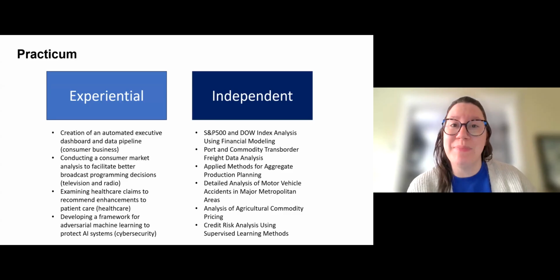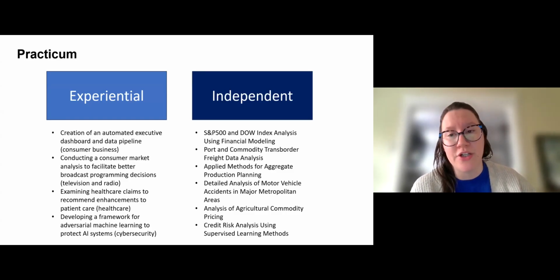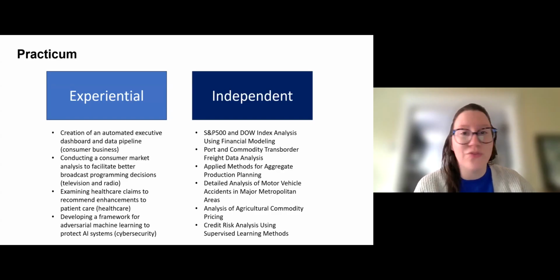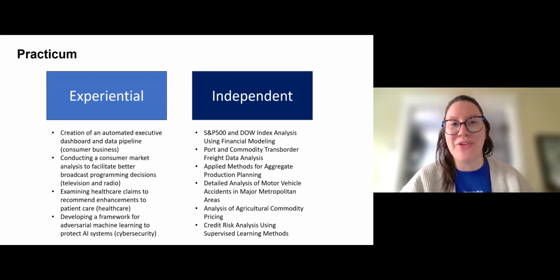If that doesn't interest you, we also have an independent option. This really allows you to make the project whatever it is that you want to do. You can choose something that you are specifically interested in or passionate about. We've seen a lot of different projects for this, like S&P 500 and Dow index analysis using financial modeling, port and commodity transborder freight data analysis, applied methods for aggregate production planning, detailed analysis of motor vehicle accidents in major metropolitan areas, analysis of agricultural commodity pricing, and credit risk analysis using supervised learning methods. If you can dream it and it fits within what you have to do in terms of analytics, then you can do it.